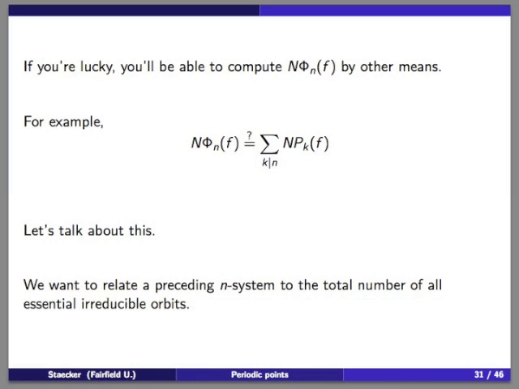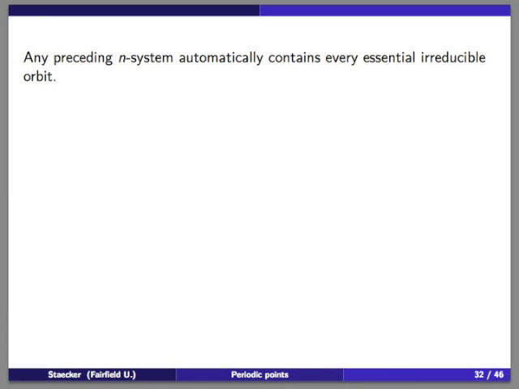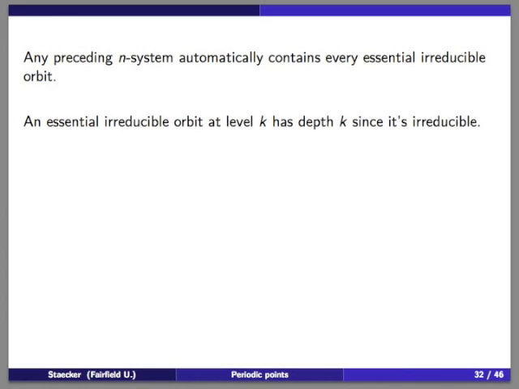Remember, npk means the number of essential irreducible orbits times k. All right? So any preceding n system, let's think about this, it must contain any essential irreducible orbit. The preceding n system should be a set of orbits to which everything reduces. But if one of your orbits is irreducible, it doesn't reduce to anything else, so that must be included in your preceding system. All right? So any essential irreducible orbit at level k, in fact, is part of the preceding system, and the depth is k. The depth is the lowest level to which it reduces. If it's irreducible, then the depth is k. All right?